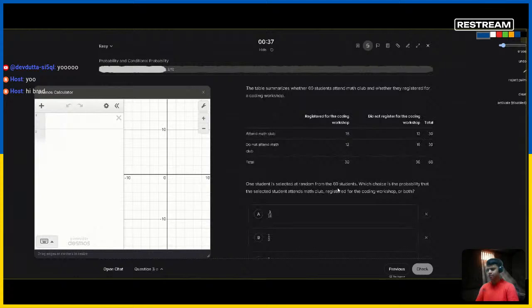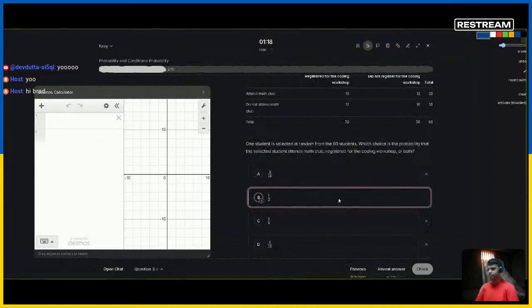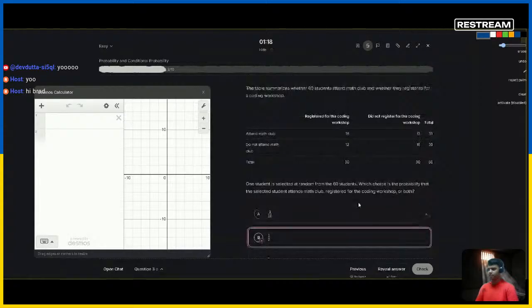So we want the student who attends the math club, registers for the coding club, or both. So we add them. So we have to add this, which is 30. So 30 divided by 60, so it's 1/2. Alright.